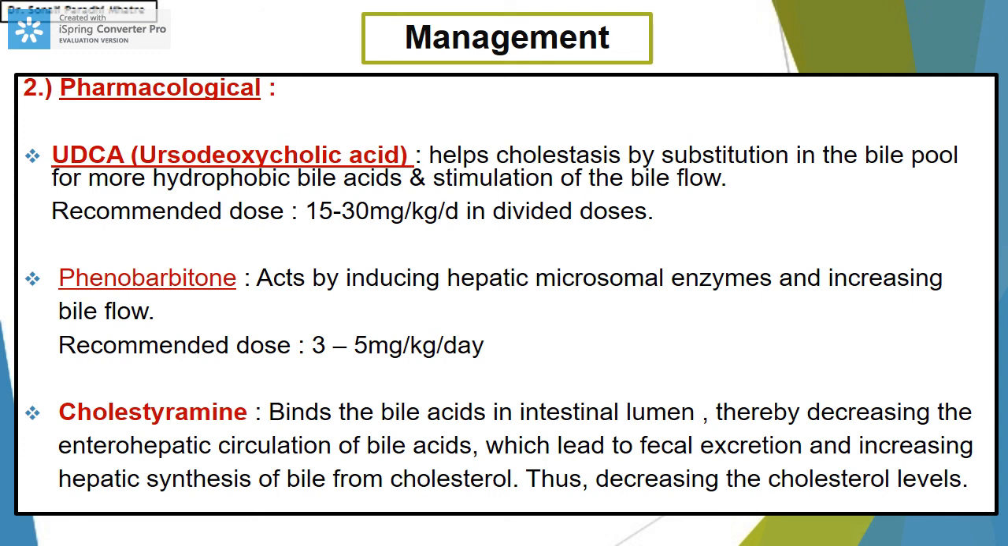The second drug is phenobarbital. It acts by inducing the hepatic microsomal enzymes that increase the bile flow. The recommended dose is 3 to 5 milligram per kg per day, and also it is used for priming before going for the scintigraphy. The third drug is cholestyramine. This drug binds the bile acids in the intestinal lumen. Therefore, it decreases the enterohepatic circulation of the bile acids and it leads to fecal excretion and increasing the hepatic synthesis of bile from cholesterol. Thus, it also decreases the cholesterol levels.